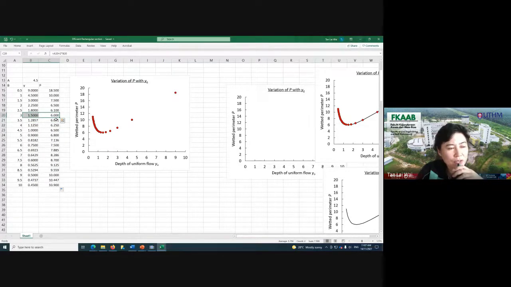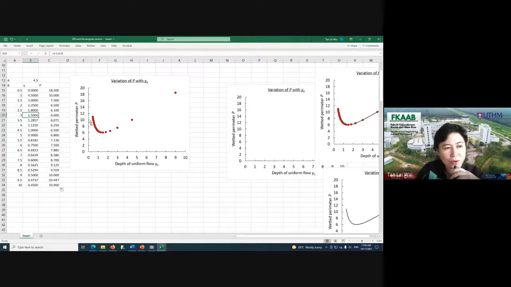So if you look here, at the varying channel widths, there'll come to a point where my wetted perimeter is the minimum one, which in this case is 6 meter. When will it be P minimum? It is when my width is 3 and my y is 1.5 meter.